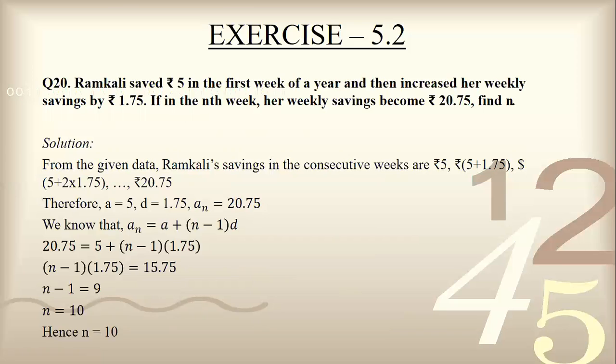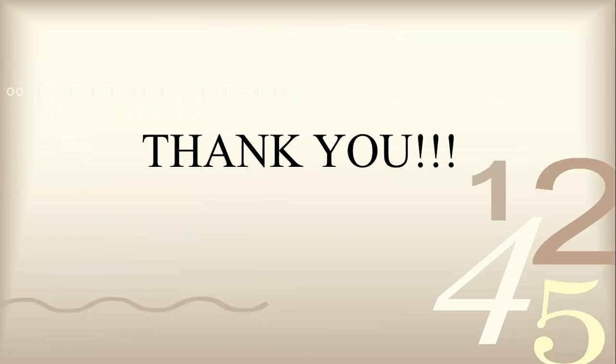Therefore, A is 5, D is 1.75, and an is 20.75. We know that an is a plus n minus 1 into d. So 20.75 is 5 plus n minus 1 into 1.75. When we solve, we get n equal to 10. So in the 10th week, her weekly savings is going to be 20 rupees and 75 paise.